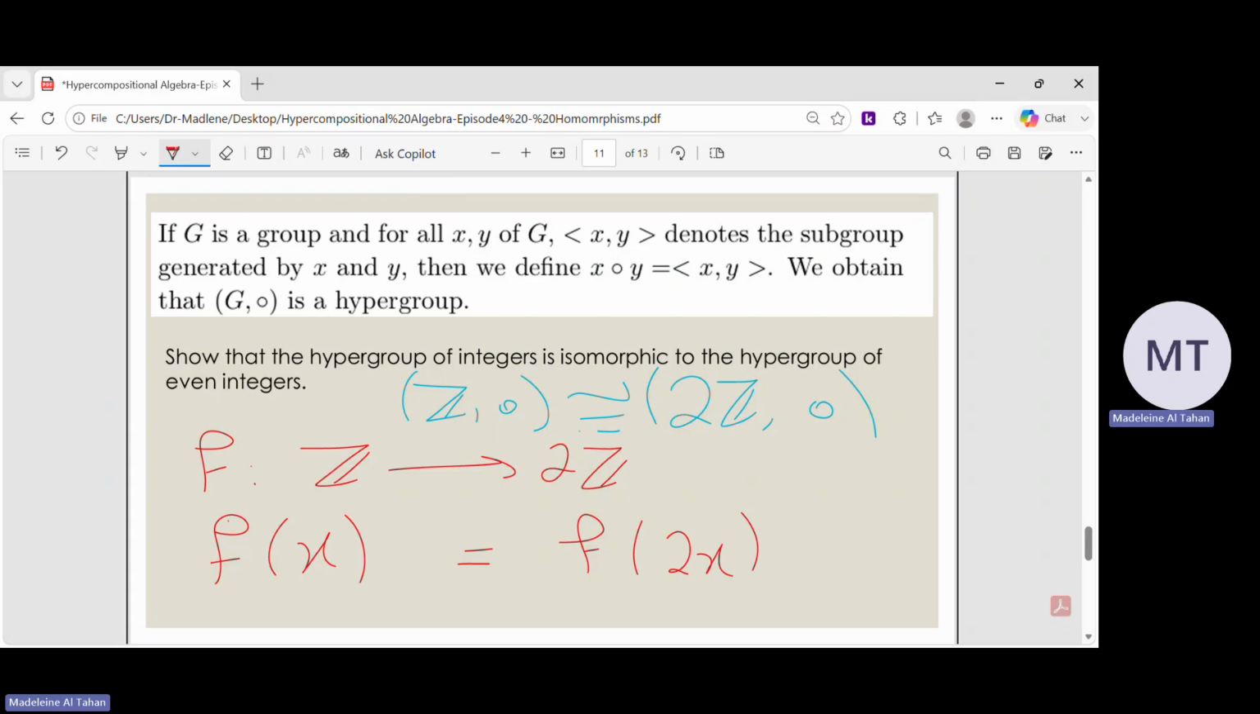If x is an integer, f of x is equal to 2x. So if x is an integer, 2x, of course, will be an even integer. So it's well-defined. Our aim is to show that it is a good homomorphism first.